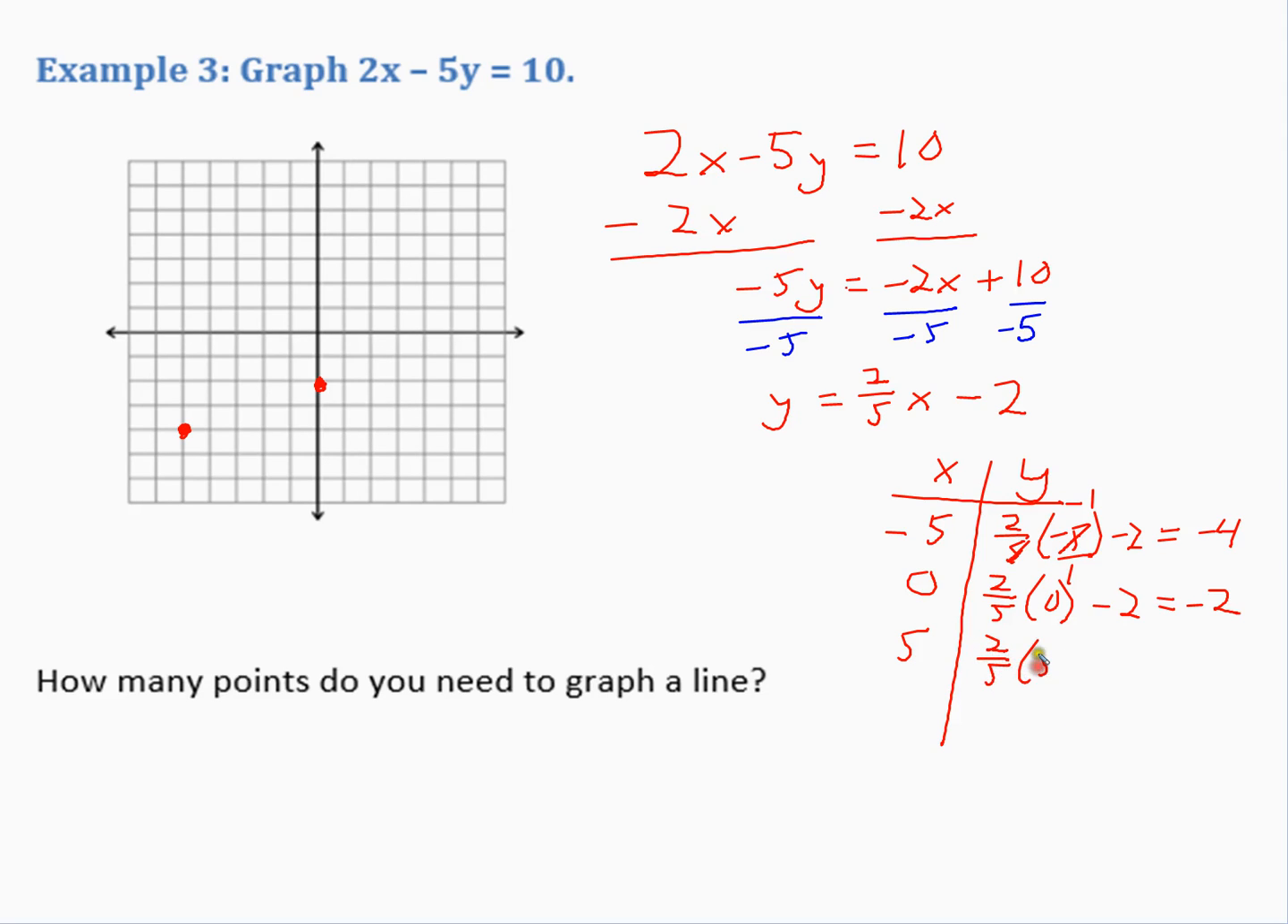So 2/5 times 5 minus 2, as before, this 5 reduces or simplifies with this 5. So we really just have 2 minus 2, which is 0. So we have the point 5, 0. So we're going to go over 5, and we're not going up or down at all. So 0, and it does look like those will all lie on the same line. And so we'll graph our line through those points. Sometimes I miss my points here when I'm graphing the line, so I actually just make the point a little bigger.